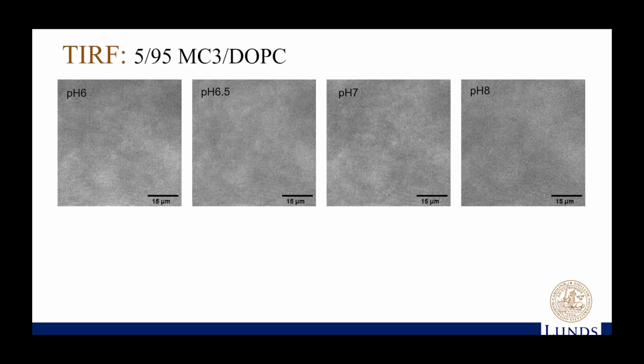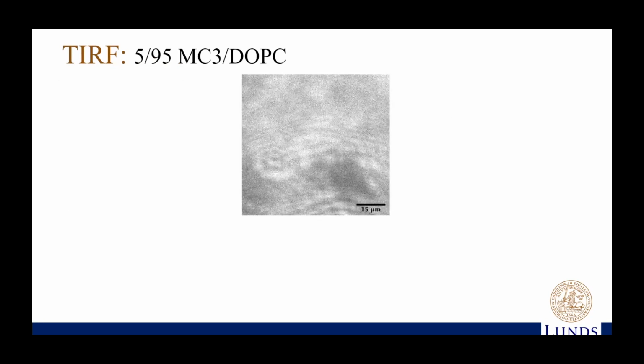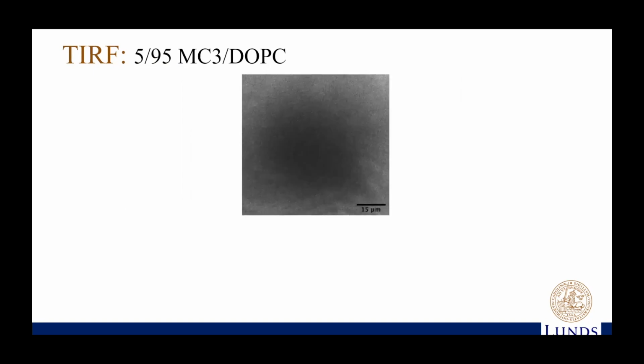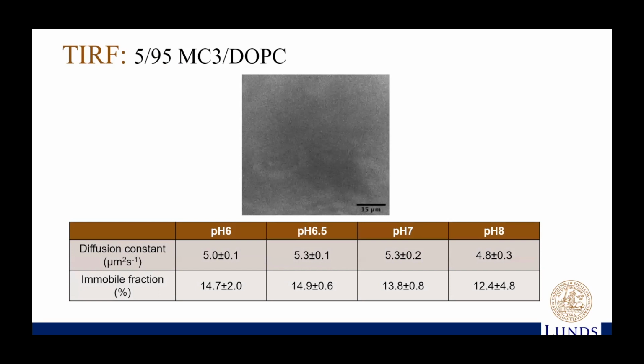Then we also did some fluorescence recovery after photobleaching, so FRAP, where we photobleach a section of the layer and then watch for the fluorescent recovery. And we see full recovery after 30 seconds. This is for pH 6.5, also supporting that this could be a bilayer structure. From the FRAP, we can calculate the diffusion constant and immobile fraction of the probe. And as shown in the table, you can see within experimental error, they're not significantly different.